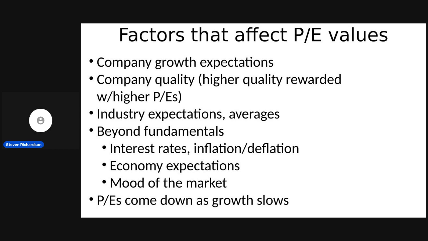Beyond fundamentals, you look at interest rates, inflation and deflation, economy expectations, mood of the market. That all affects it. When you go into lockdown on COVID, everybody's going to suffer and their price earnings ratio is going to come down. And at that point, you can go bargain shopping to buy some great stocks that are undervalued and then watch them just start racking up over the next year, 2 years. So price earnings ratio comes down as growth slows.